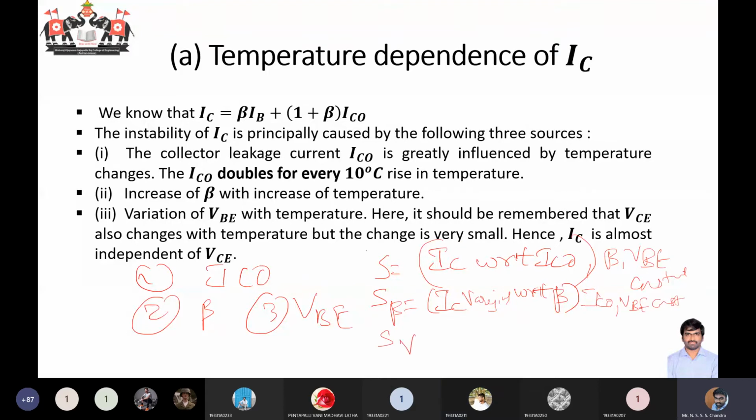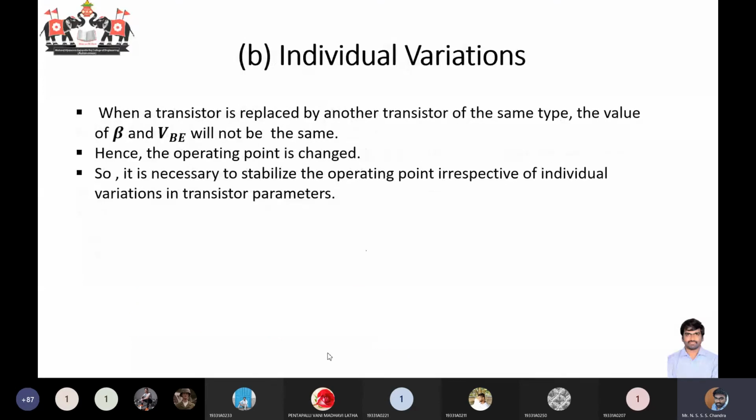Next we have the stability factor called SV. In this stability factor we will be checking the variation of IC with respect to VBE. Which two parameters should be kept constant? Beta and IC0. So we'll be keeping beta and IC0 as constant. The same thing we are going to see in these slides.